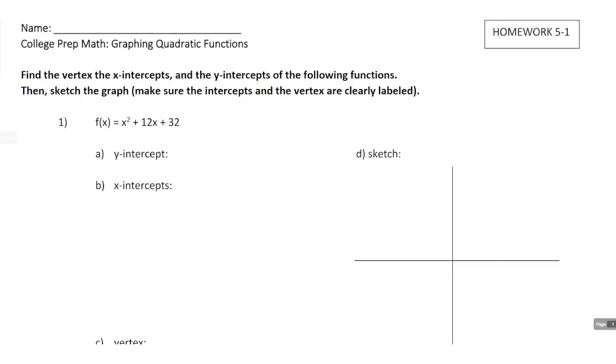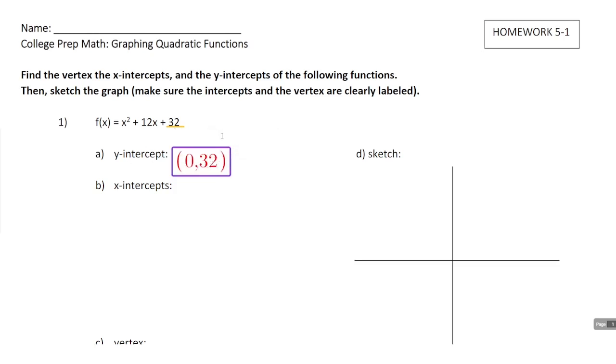So first let's identify the y-intercept. That's going to be just the constant here. Anytime your function is in standard form, you could find the y-intercept by just looking at the number that does not have the x. So my y-intercept is going to be 0, 32.